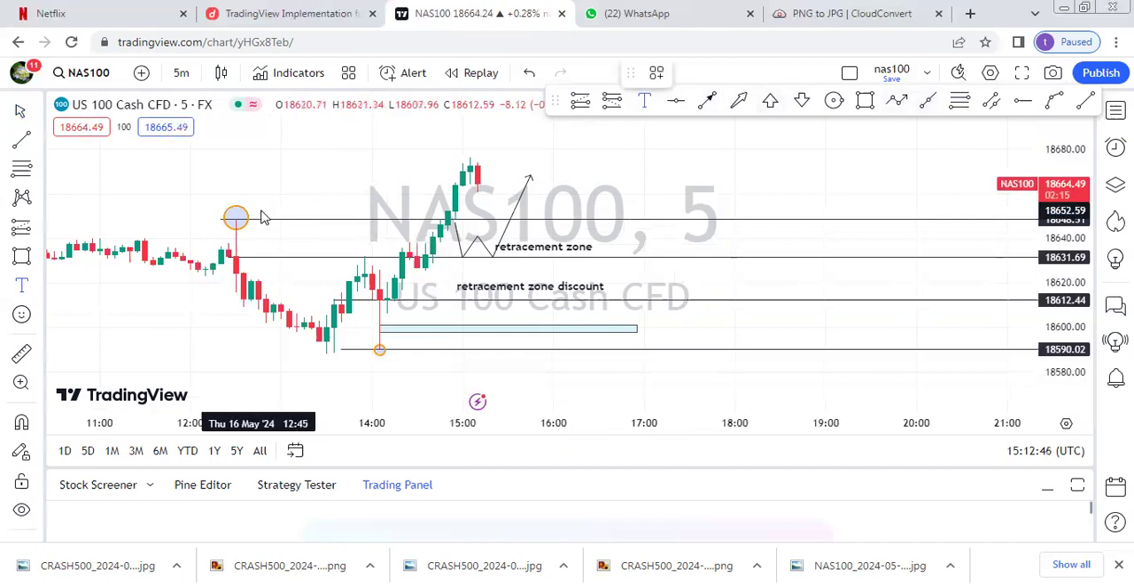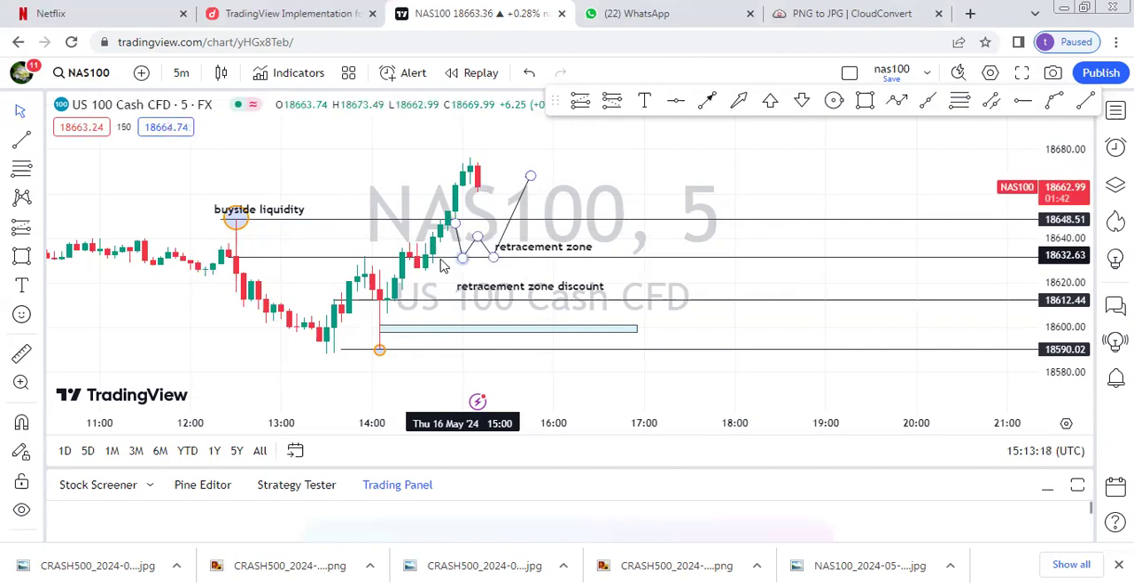On this zone here, this was liquidity. Let's repeat, liquidity. It's just the buy side liquidity. This is the buy side liquidity. So we took out that buy side liquidity. We're looking for the retracements from that zone to this zone here. Then we can look at the market pushing up to that supply zone here.